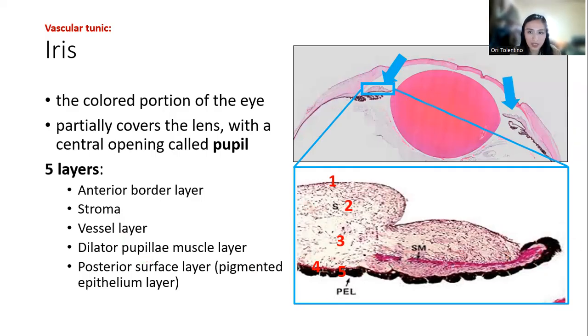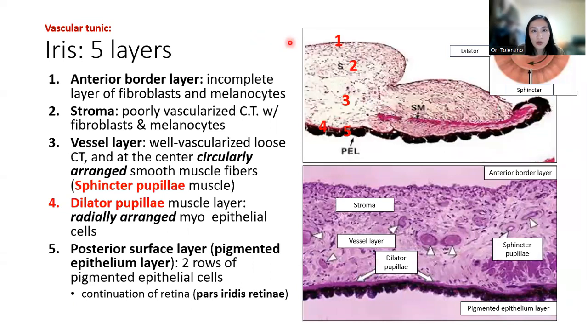Okay, so let us talk about the 5 layers. First, the anterior border layer, most anterior, faces your anterior chamber. Incomplete layer of fibroblasts and melanocytes. Second is your stroma, a poorly vascularized connective tissue layer with melanocytes. Third, the vessel layer. You can see it clearly here that it is a well-vascularized connective tissue at its periphery. This is the peripheral side. And at the center, there are circularly arranged smooth muscle fibers, which is your sphincter pupillae muscle.